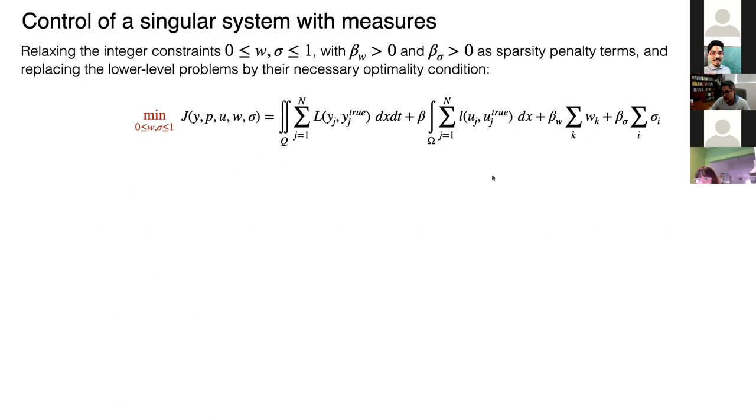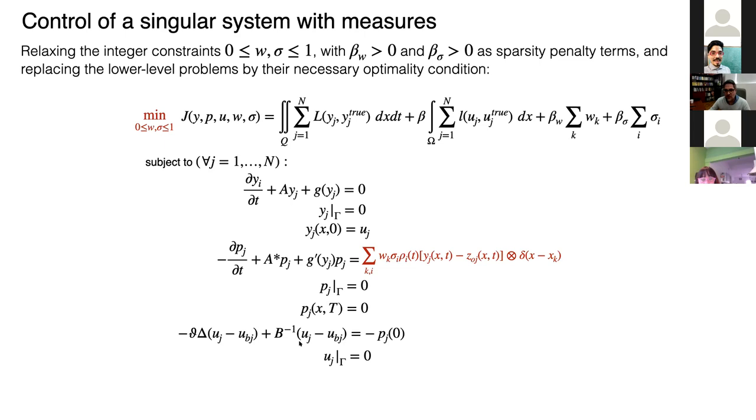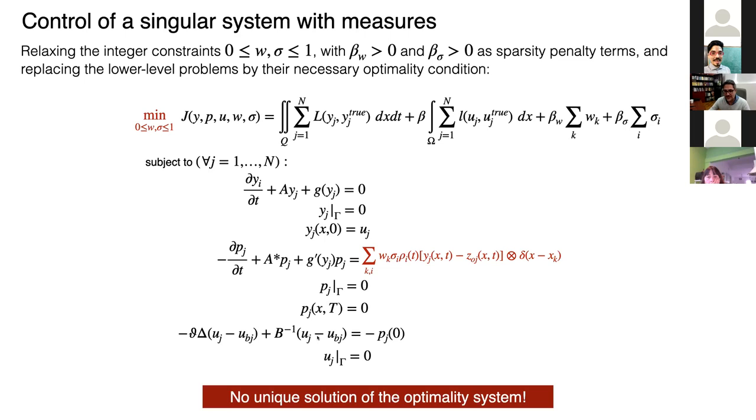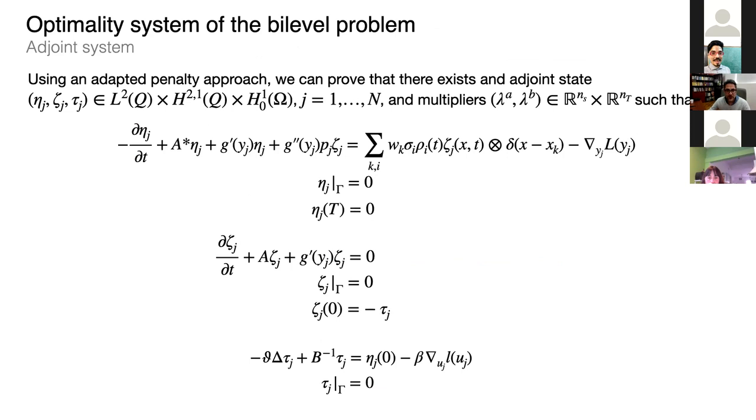And we constrain this bi-level problem to the optimality system of the 4D-Var. But since we are dealing with a nonlinear operator, this optimality system does not have a unique solution. So you cannot do what we did in the linear inverse problems, which was quite easy, but we have to deal with multiple solutions of the lower level constraints. So what we did in this context was to consider an adapted penalty approach, which fixes a solution beforehand, and then you can prove the existence of multipliers around that solution. And we obtain the characterization through this optimality system.